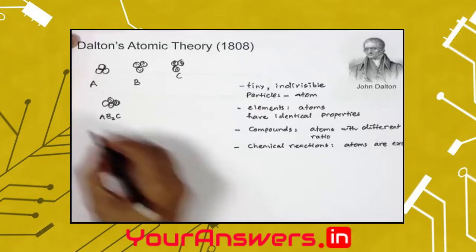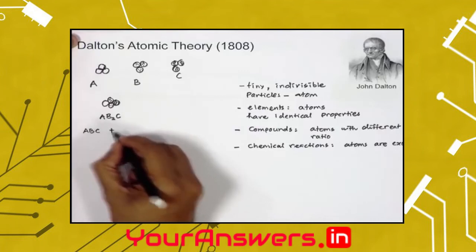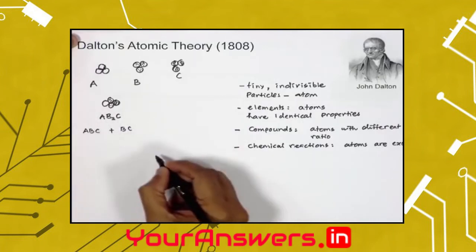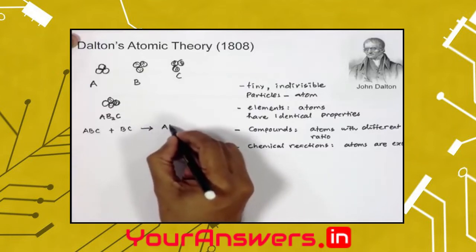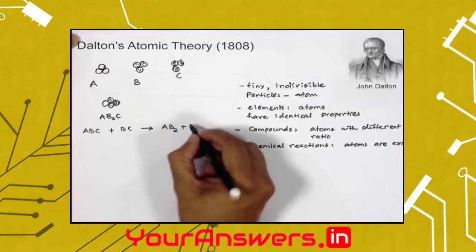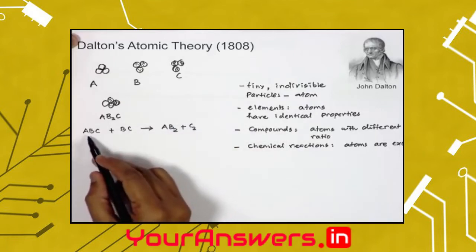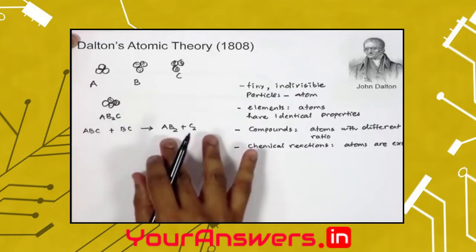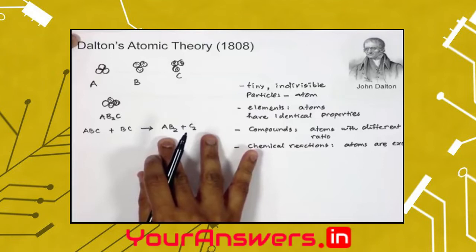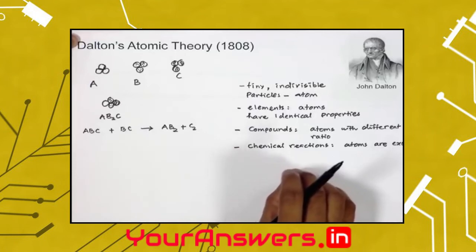The atoms are exchanged. Let us suppose I have a molecule which is ABC, and then I have another molecule which is BC, and they are reacting. What I get is, let us say, AB2 plus C2. If you look carefully, you would see that the number of atoms of A or B or C type on the left hand side are exactly equivalent to the number of atoms of A, B and C type on the right hand side. During this chemical reaction, neither did I create any new atom nor did I destroy any atom.